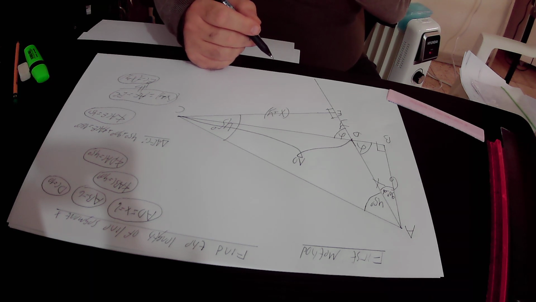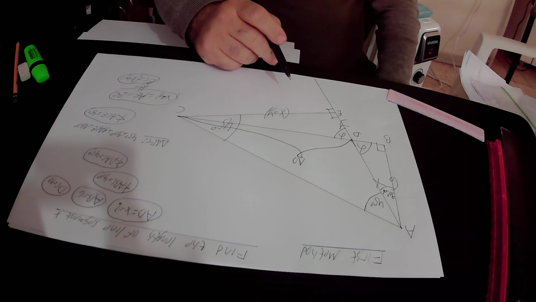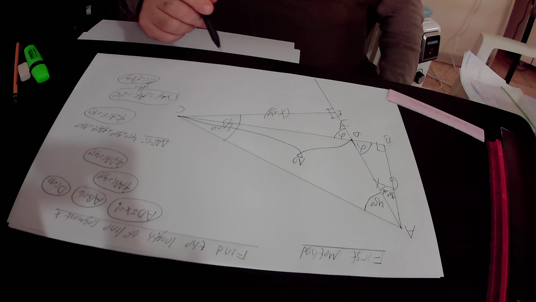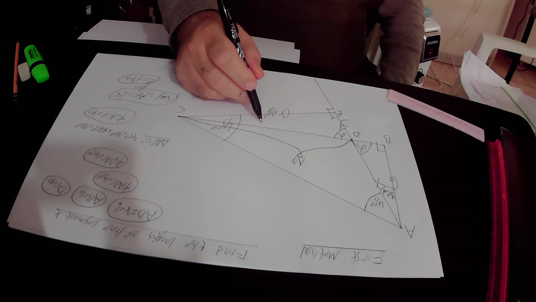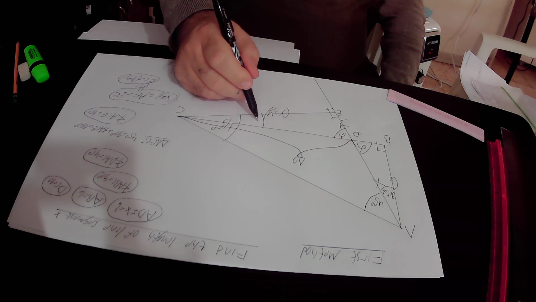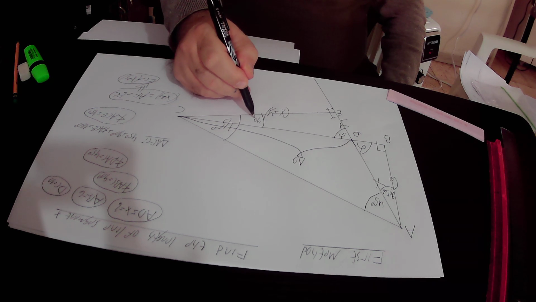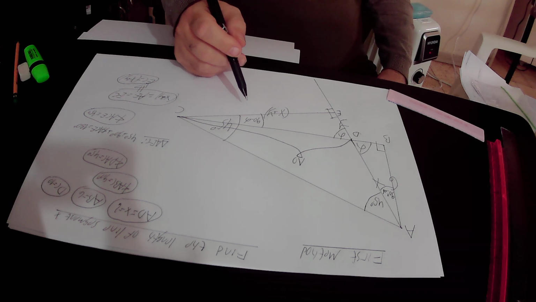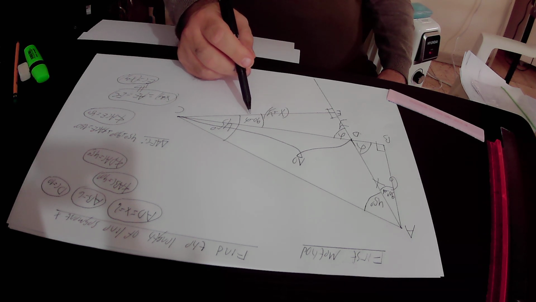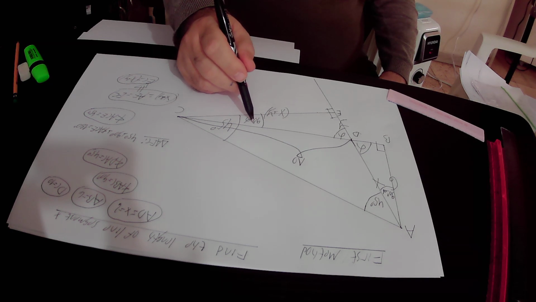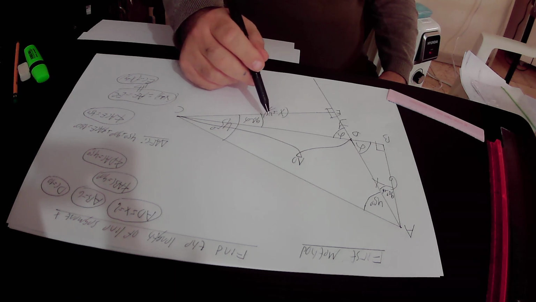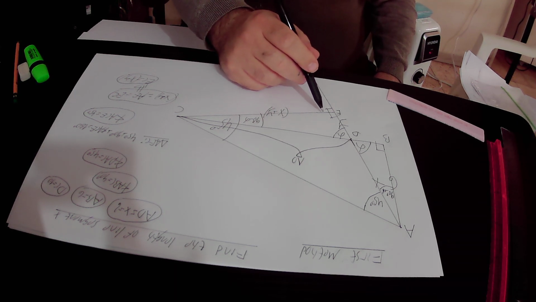Likewise, in the right triangle EDC, this angle must also be equal to 90 degrees minus alpha in order to complete the sum of the angles in this triangle, triangle EDC, to 180 degrees. Because 90 degrees minus alpha plus alpha is 90 degrees, and 90 degrees plus 90 degrees is 180 degrees.